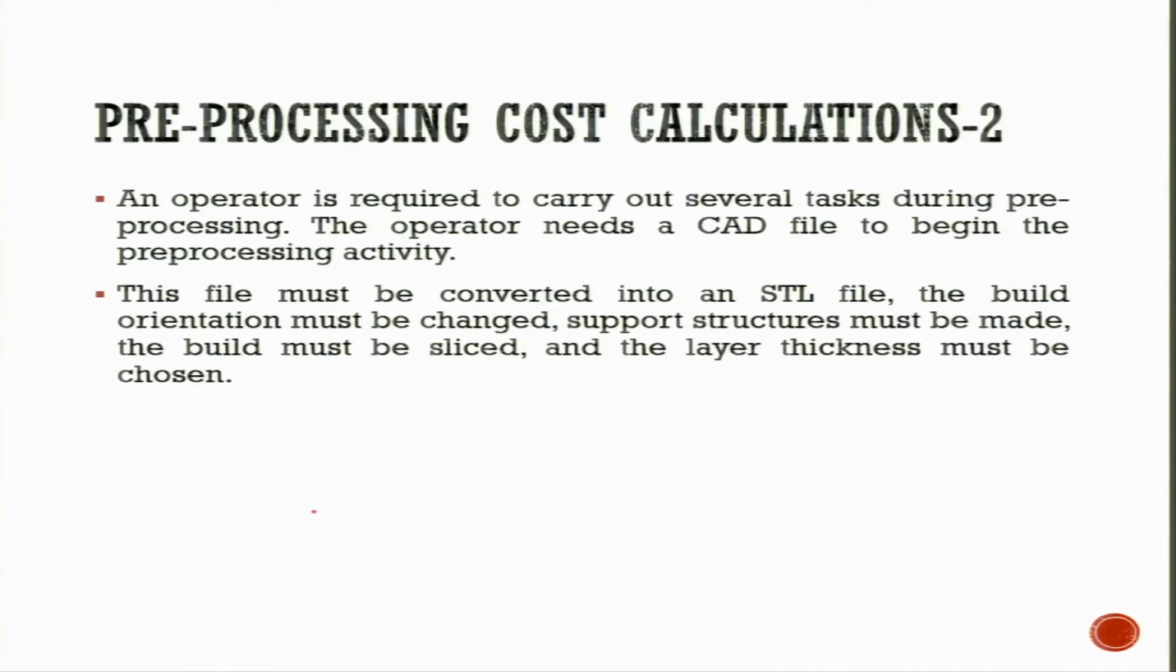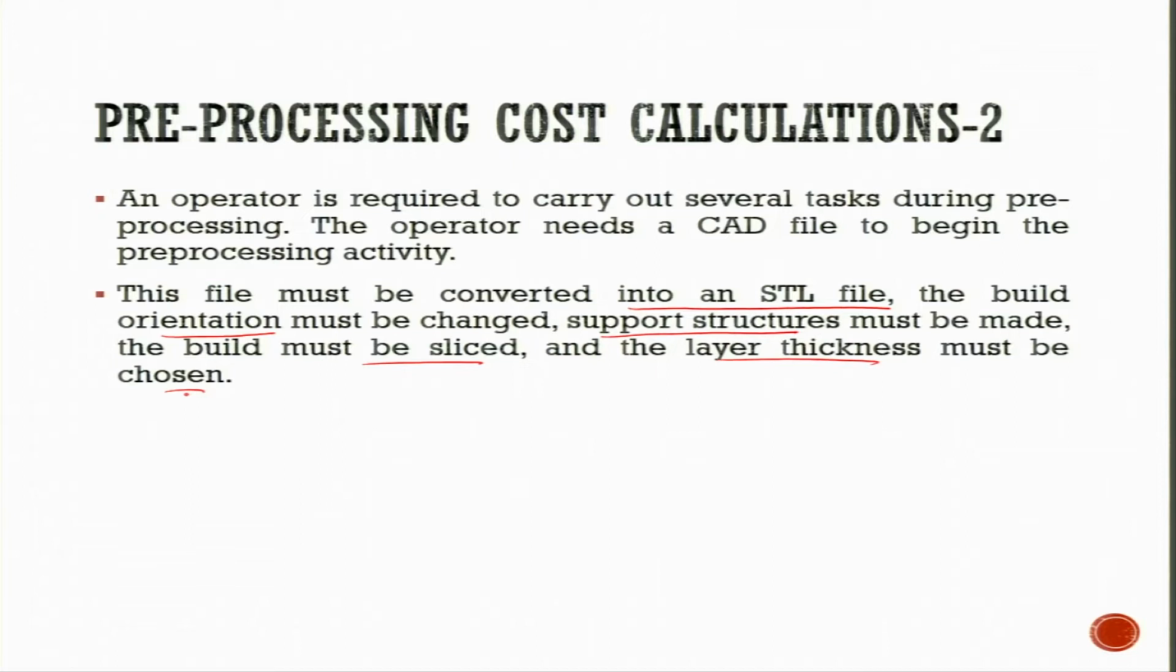An operator is required to carry out several tasks during pre-processing. The operator needs to have a CAD file to begin the pre-processing activity. This file must be converted into an STL file. The build orientation must be changed or put into the right place, so that we get the optimal or the minimum time and the minimum investment. Support structures are to be designed, the build must be sliced and layer thickness must be chosen. So, all these become part of the labor itself. The pre-processing activities are categorized here as labor and overhead majorly.